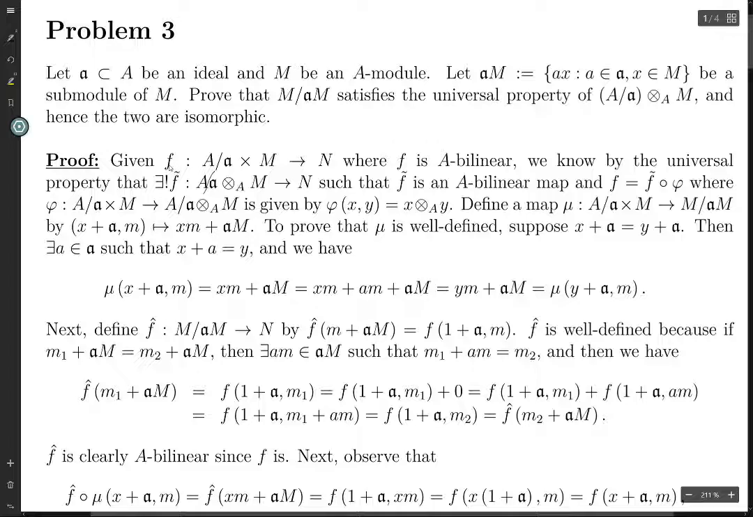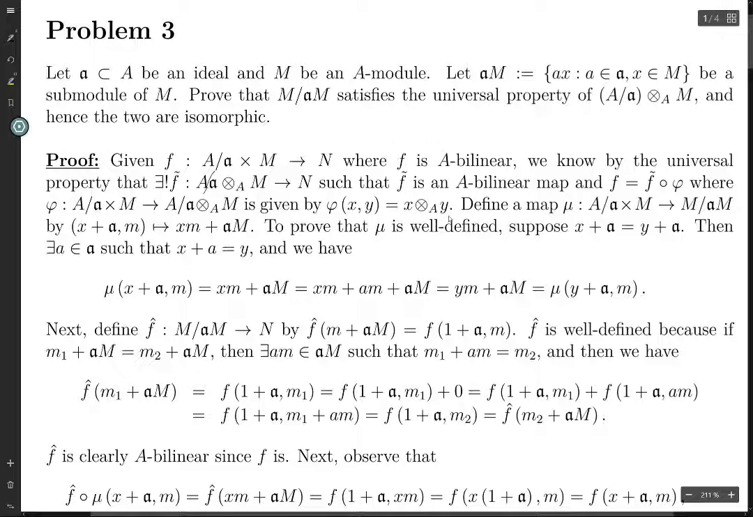But anyways, we have a universal property of this tensor product, such that if you have an A-bilinear map f from A/𝔞 cross M to N, then there exists a unique A-bilinear map f tilde from this tensor product, such that f is the composition of f tilde with phi, where phi is given by taking (x, y) to x tensor y.